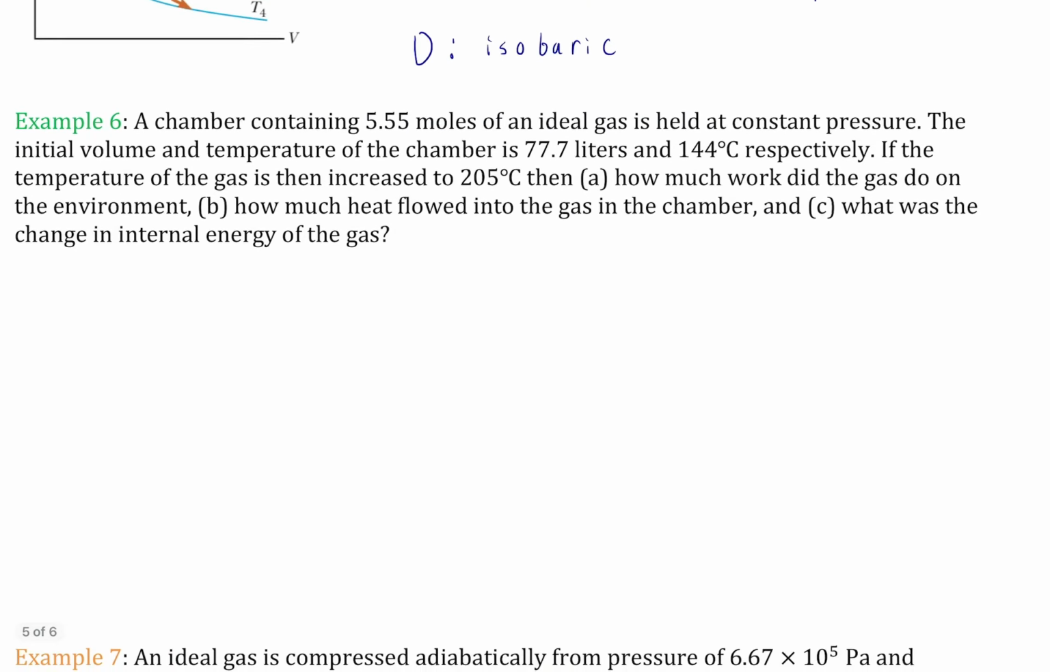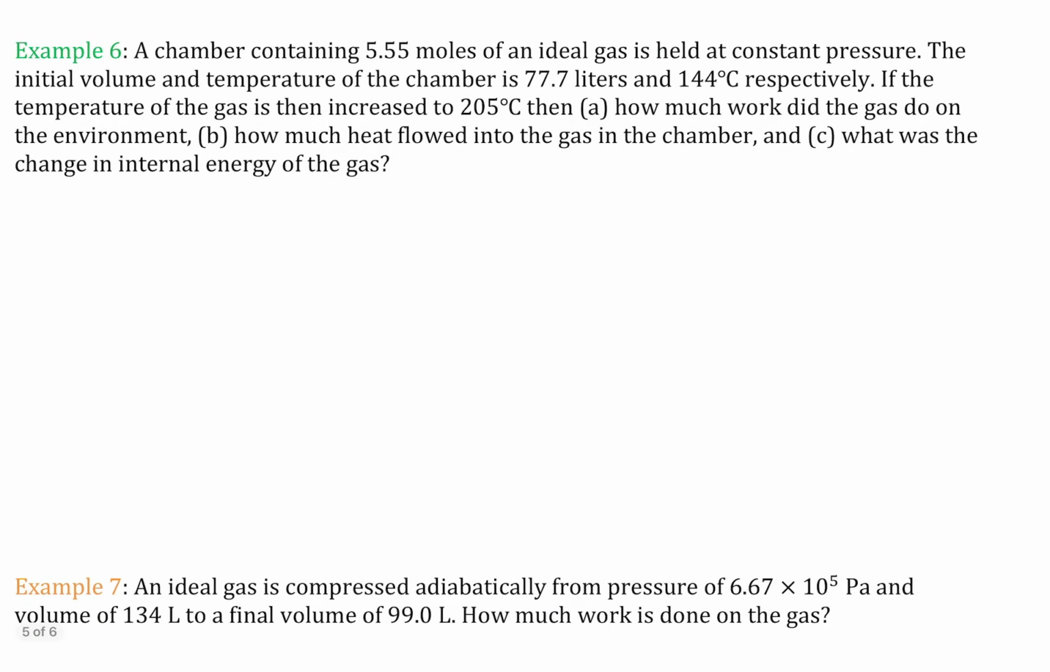All right, now let's do another example of an isobaric process. A chamber contains 5.55 moles of an ideal gas. It's held at constant pressure. So there's our key word, isobaric. The initial volume and temperature of the chamber are 77.7 liters and 144 degrees Celsius.